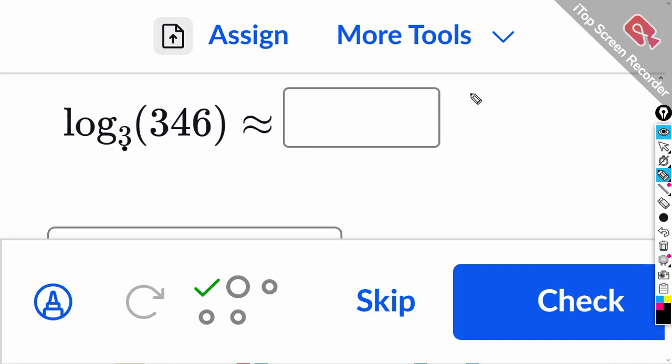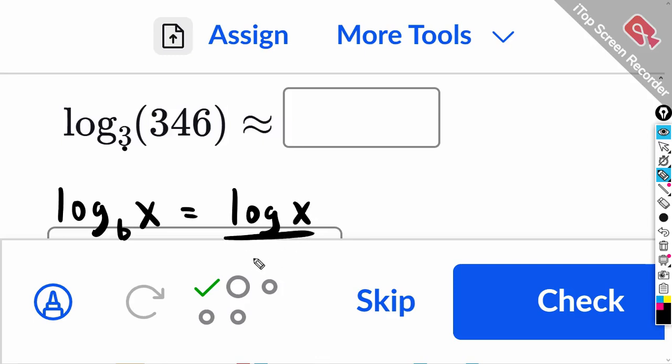Okay, so change of base rule, if you have the log base b of x, that's going to be the log of x divided by the log of b. Okay, the base b goes on the bottom and the argument goes on the top. So just remember base, bottom, base, bottom.